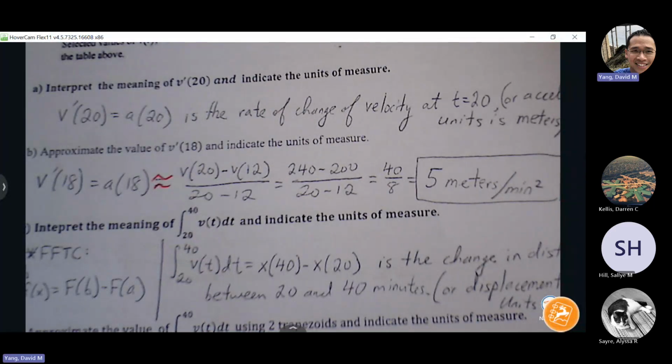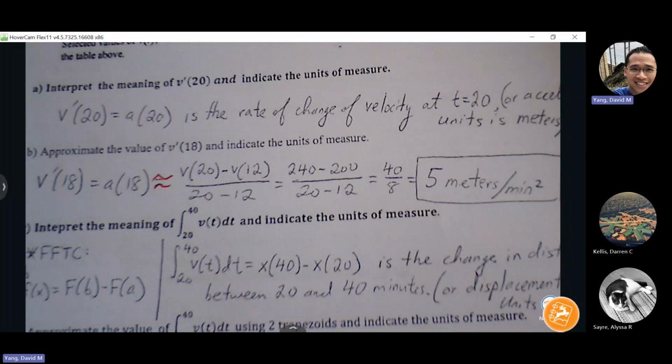Is acceleration always going to be minutes squared? It's always velocity divided by time. So it could be meters per minute squared. It could be kilometers per hour squared. Velocity is always distance divided by time.